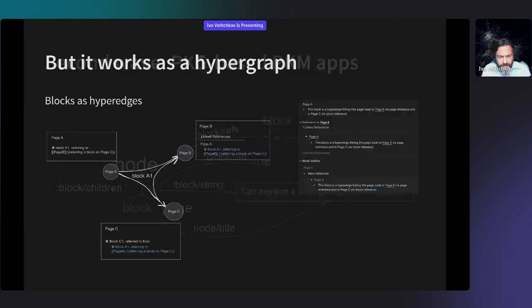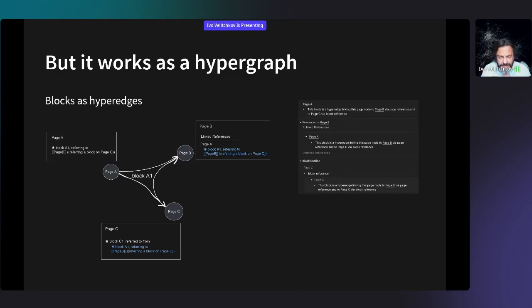But from another point of view, it can be seen also as a hypergraph where the blocks are hyperedges. So in this example, there is a page that contains a block, and that block refers to one other page as a page reference and another as a block reference.